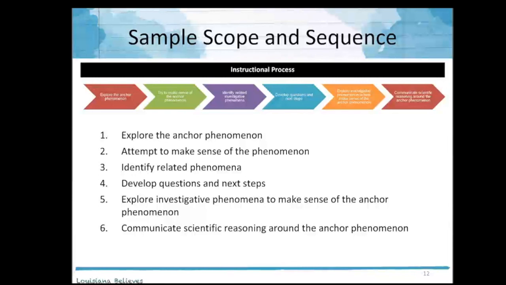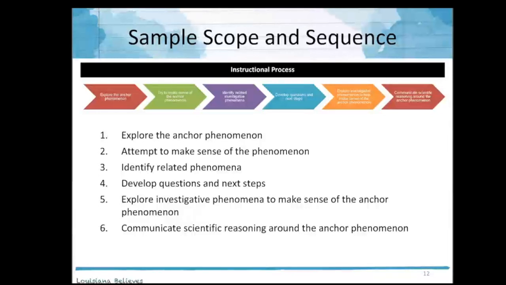So in the scope and sequence document, you will see these 6 key instructional practices that we have placed within the document. The first step is that students explore the anchor phenomenon. The anchor phenomenon is used on a unit level and it covers 2 to 5 performance expectations. It's very broad in the sense that several different topics can be taught throughout the unit of study. In the second step, students attempt to make sense of the phenomenon by eliciting questions surrounding different artifacts that the teacher may present to them.